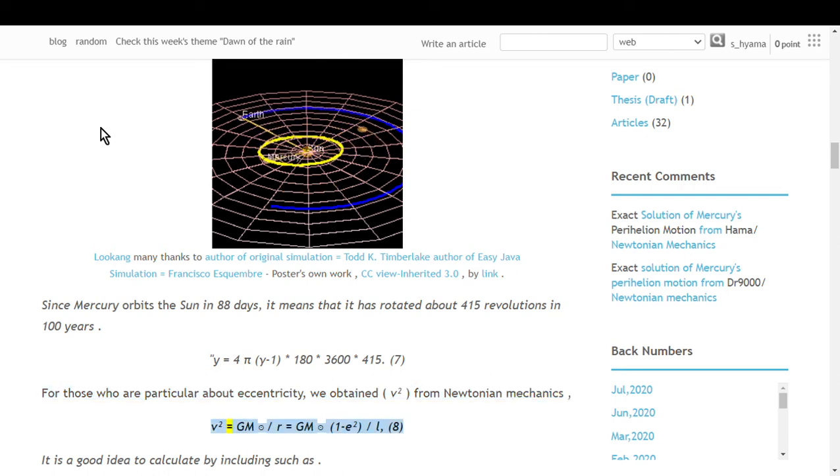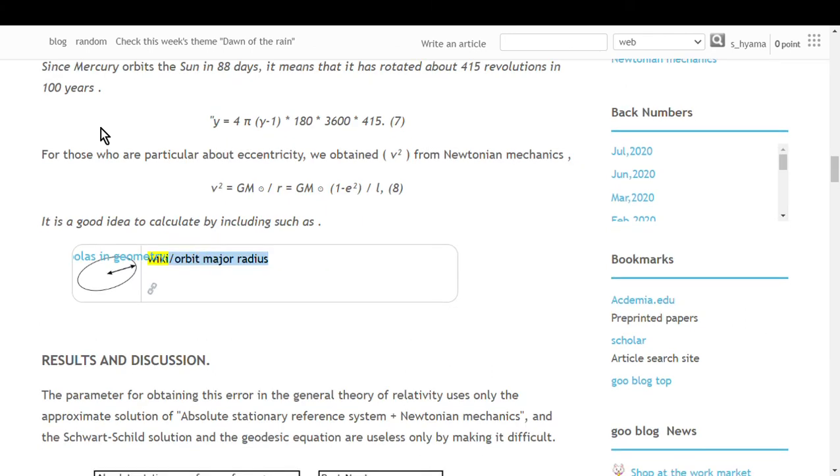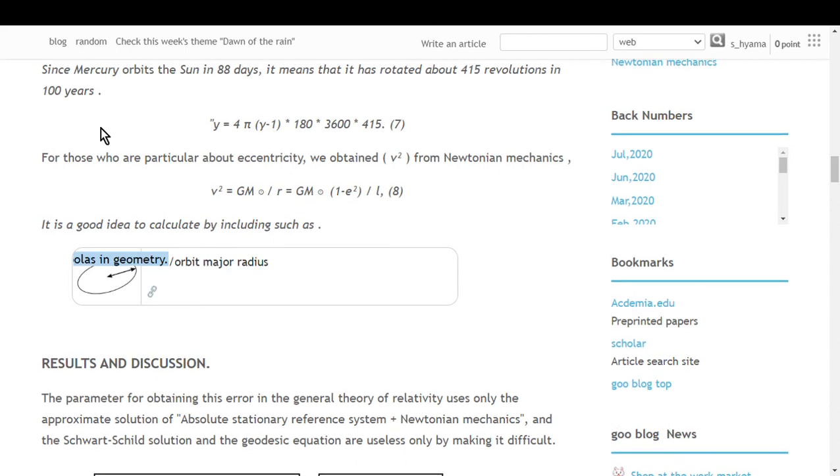V squared equals GM/r equals GM/(1/e squared L 8). It is a good idea to calculate by including the major radius of the orbit, also called the semi-major axis in English, which is a number that represents the parameters of ellipses and hyperbolas in geometry. Results and discussion.